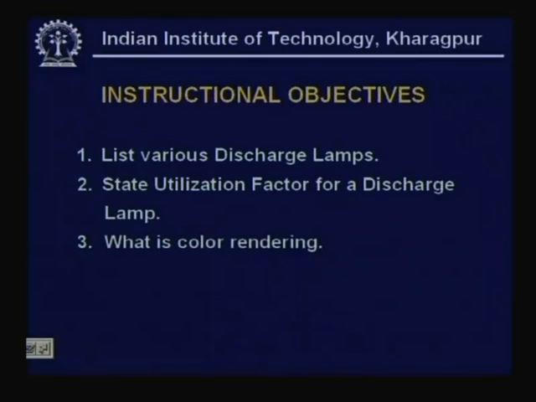Now there is one aspect, the ability of the lamps to reproduce the object color, which is a very important issue when choosing a particular lamp, and that is what we call color rendering. And then the next objective therefore is: what is color rendering?